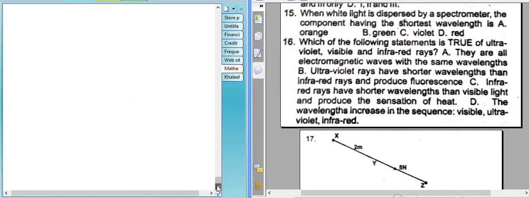Apply the same principle I applied in question 15. Therefore, the correct option is option B, that is ultraviolet rays have the shortest wavelengths. The others are wrong because A says they are all electromagnetic waves with the same wavelengths. They are all electromagnetic waves but with different wavelengths, so A is wrong. Again, infrared having shorter wavelengths than visible light and producing a sensation of heat is wrong, actually. Visible has the shorter wavelengths. Then D, wavelengths increase in the sequence visible, ultraviolet, which is wrong. Therefore, option B is the correct answer.